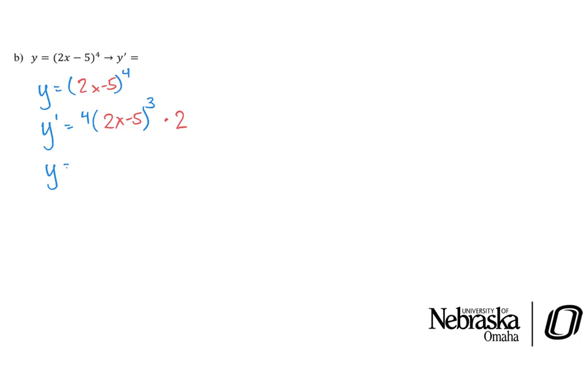Okay, so we can just multiply these constants, right? 4 times 2 is 8. So we have 8 times (2x minus 5) to the 3rd power. Again, that's the derivative. So that is the answer.